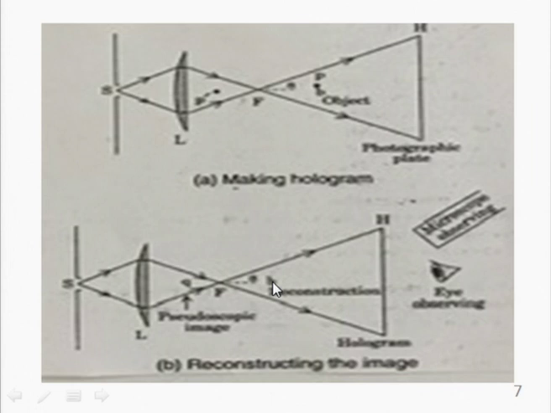Now, the condition is the object must be a transparent one, and it must have a small size because of the conditions that are imposed on this. This object will have its hologram on this side, and it will have a pseudo image on the other side. When the hologram is on this side, the pseudo image will be on that side.